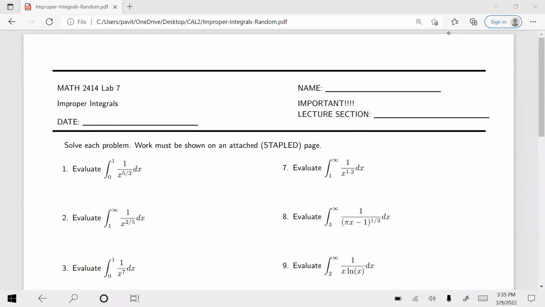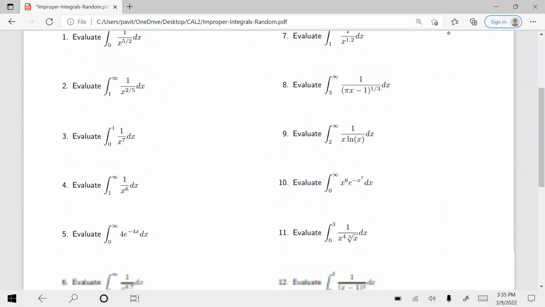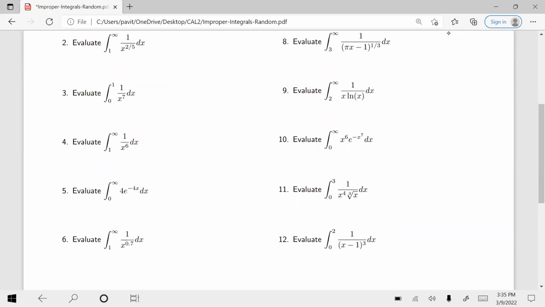Okay. So today we will be doing lab 7, improper integrals. As I said, this lab is going to be a short lab and you have only 13 problems to solve. From question 1 to question 12, you can solve these using direct integration, integration by parts, or substitution. And remember, you have to upload both the MATLAB file and also the written document.